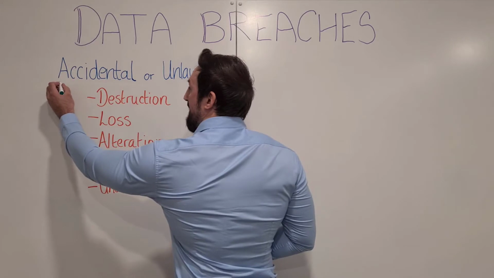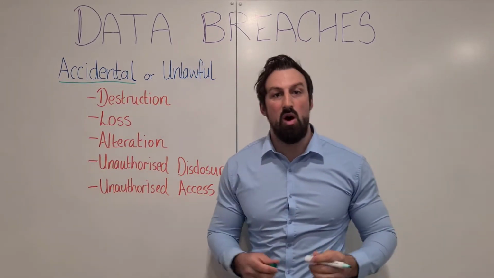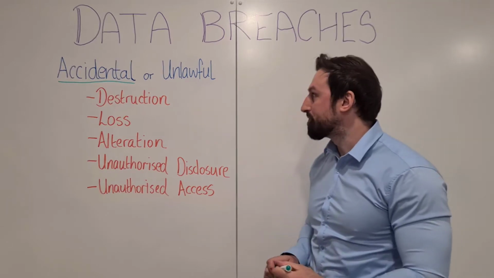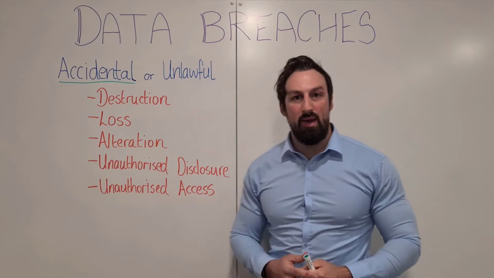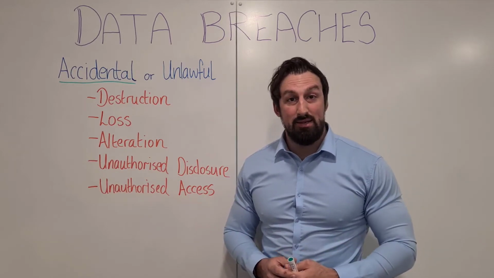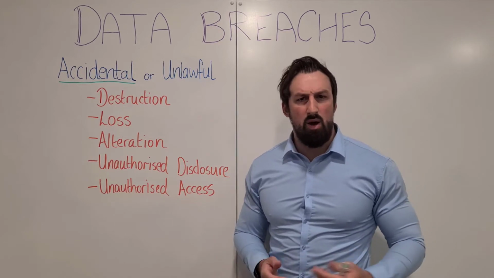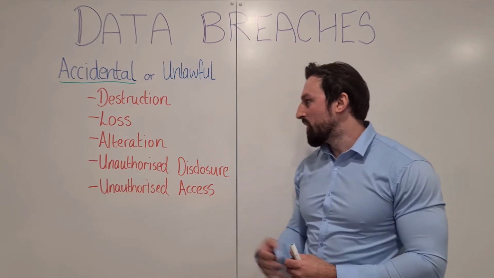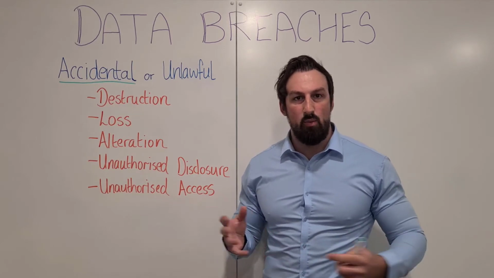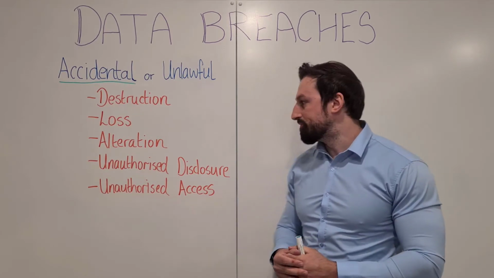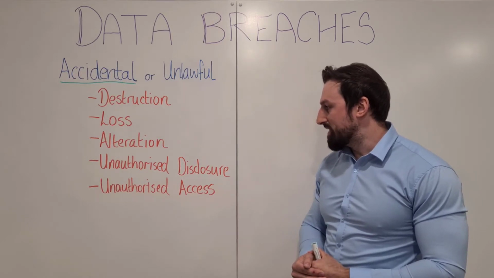In fact, most data breaches will be accidental. They arise most commonly as a result of human error. And to provide some examples, destruction may be accidentally deleting a file. Loss may be the theft of a laptop or losing a USB stick. Alteration could be the modification of a spreadsheet, which you can then not reverse. An unauthorized disclosure and unauthorized access.